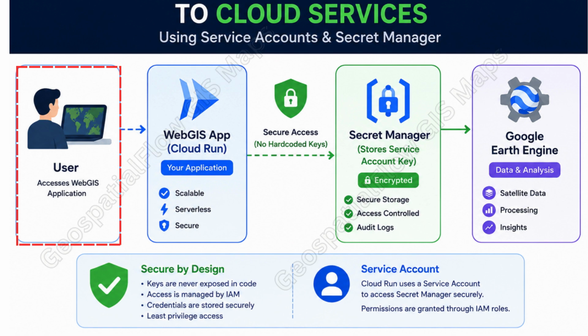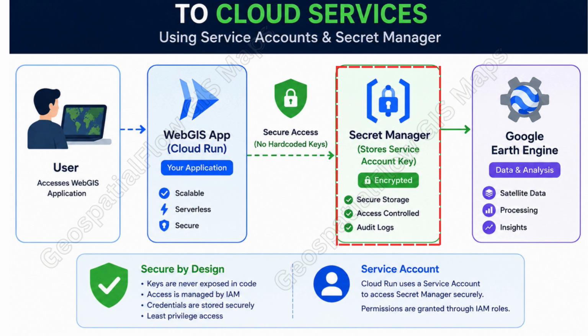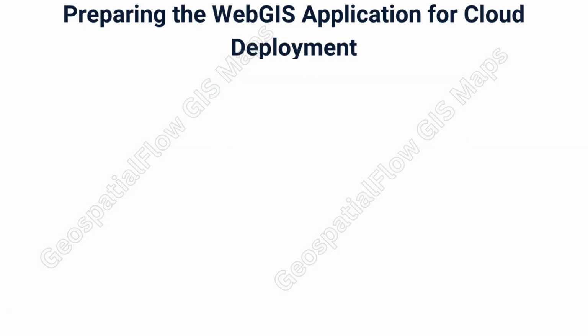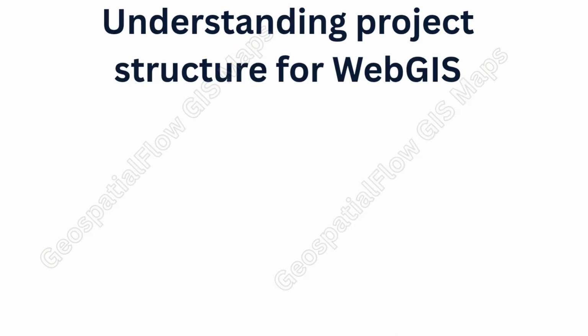In the previous video, we created a service account, assigned the required IAM roles, and securely stored the credentials in Secret Manager. In this video, we will prepare the WebGIS application for cloud deployment. We will upload the WebGIS project to the cloud using Cloud Shell and verify that the application runs correctly in the cloud environment. We already set up the project structure.